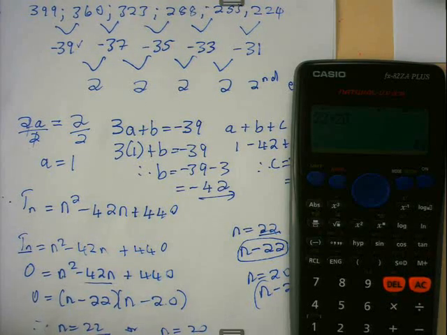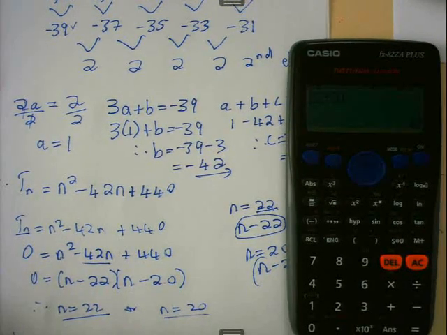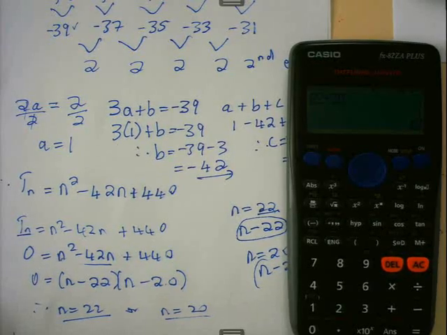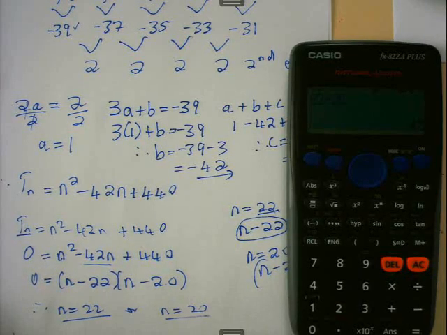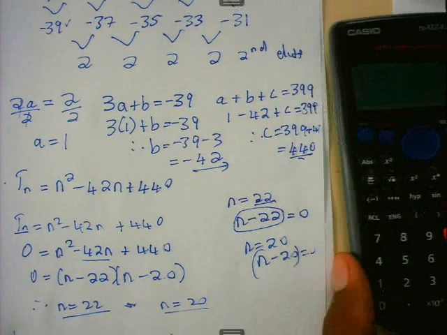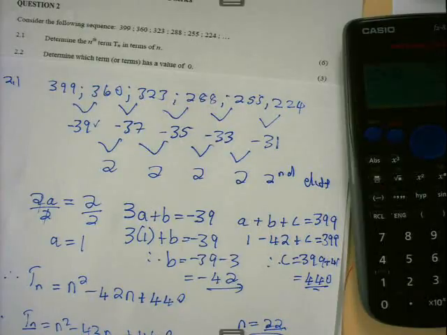Therefore, from here, boys and girls, we can make a conclusion. Both terms, what are those terms? n is equal to 22, and n is equal to 20. They will have the value of what? They will have the value of 0. Right, boys and girls, that was 2.2: Determine which term has the value of 0.